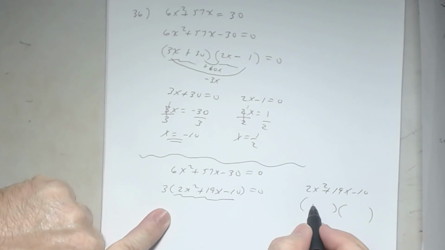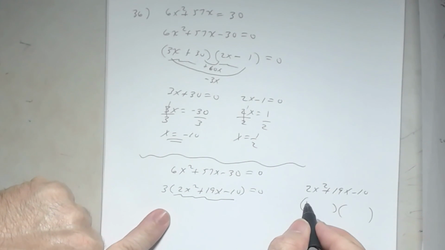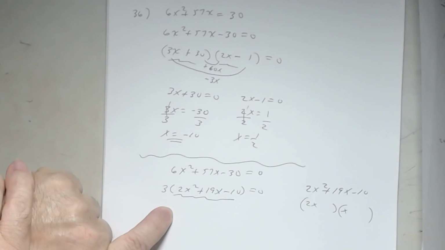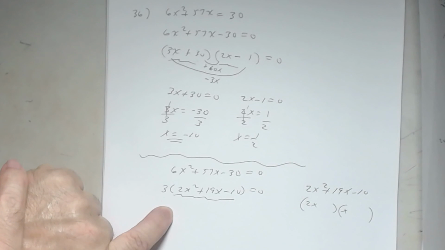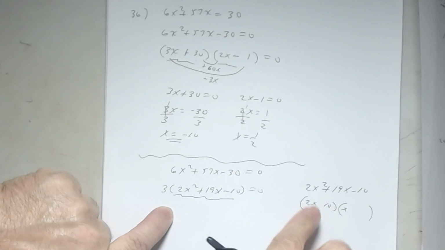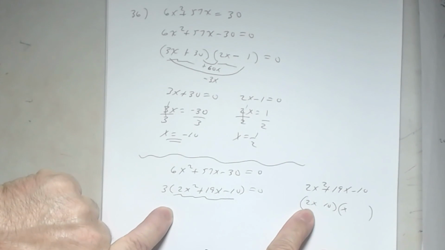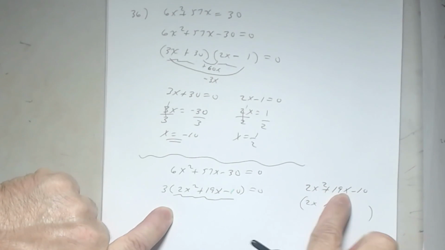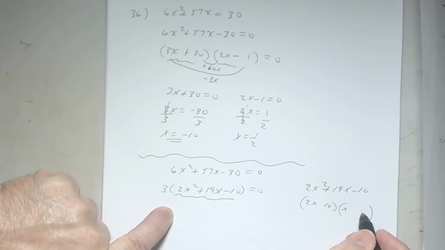What are the possibilities for 2x squared? There's only one. 2x and x. Okay, give me possibilities for 10. 5, 2, 10, and 1. What do you want to try? You're trying to get a 19. 10 and 1. Okay, 10 and 1. Can I put the 10 here? No, because that means I can take out a 2, which means all these are divisible by 2, and are they? No. So the 10 has to go here, and the 1 has to go here.